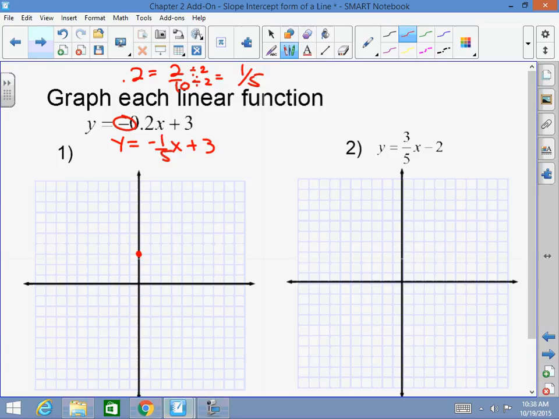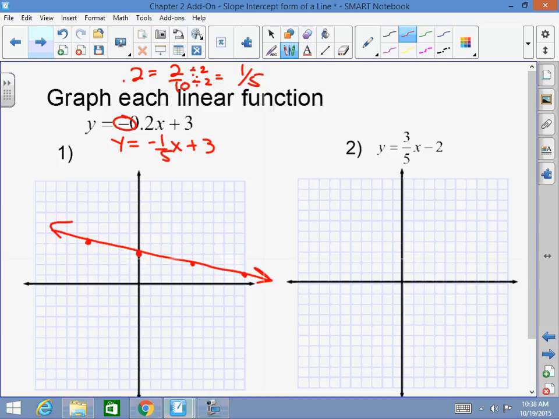So I'm going to go down 1, over 1, 2, 3, 4, 5 to the right. Down 1, over 1, 2, 3, 4, 5 to the right. Now I got to go 1 to the left as well. So I got to go backwards. So I go backwards by going up 1, 1, 2, 3, 4, 5 to the left. Connect the dots. And that's it, my brothers.